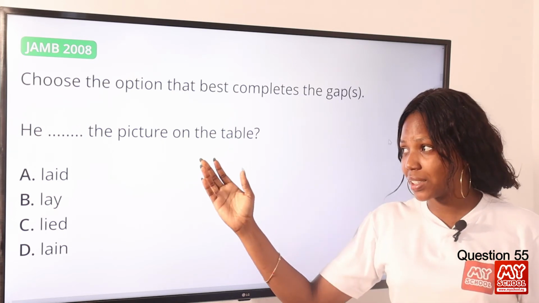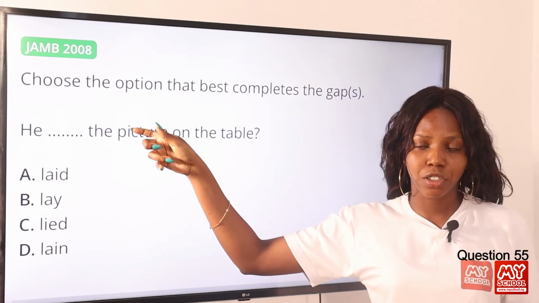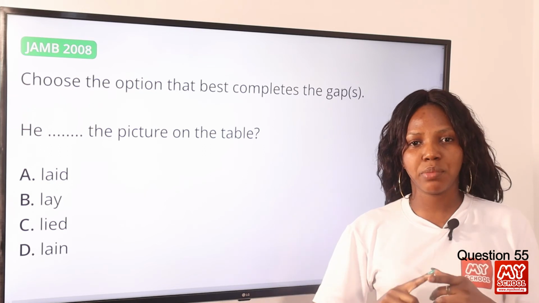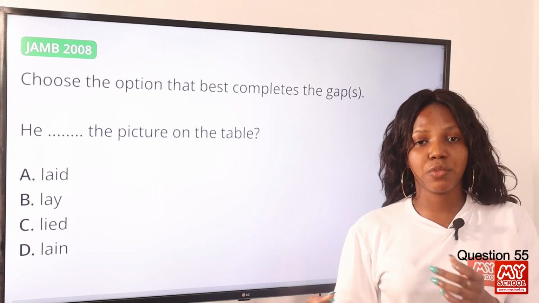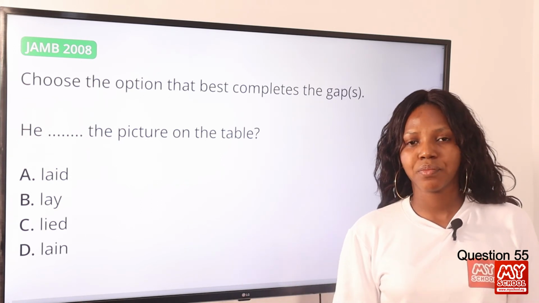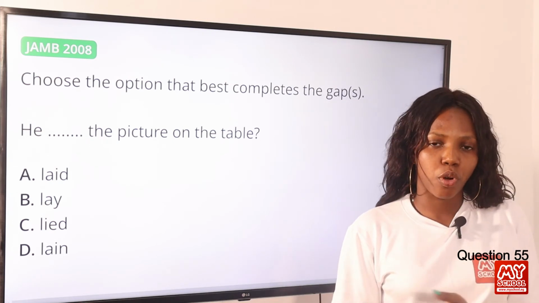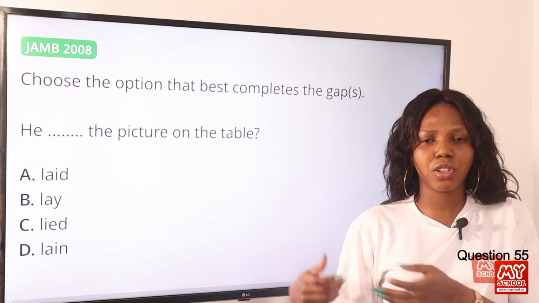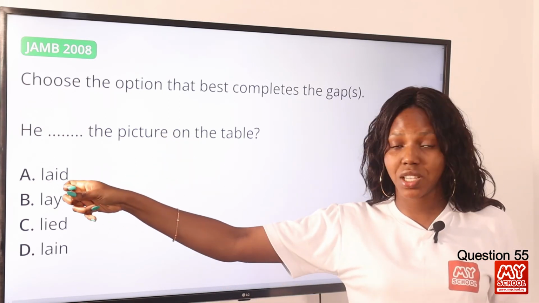Now take a look at this sentence. He is the subject, we need a verb, and this is the object. So this is one reason why we'll be eliminating option B, even if it's the past tense. Even if we want to use it as a past tense, it does not require an object. We can say the picture lay on the table, the picture lay open on the table. It does not require an object, but here we have an object. That is why the best answer to this question is laid.